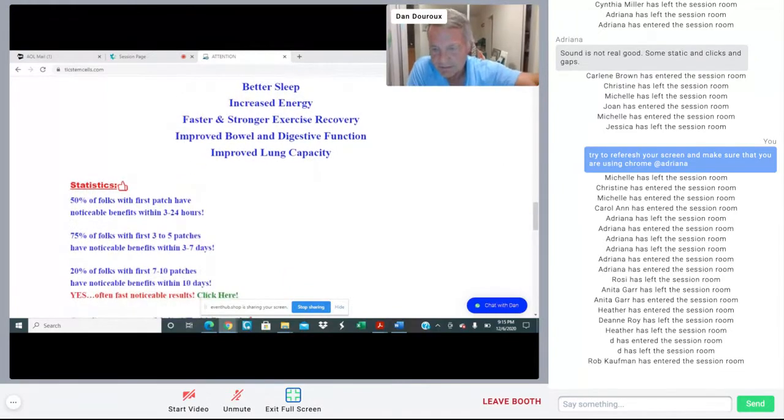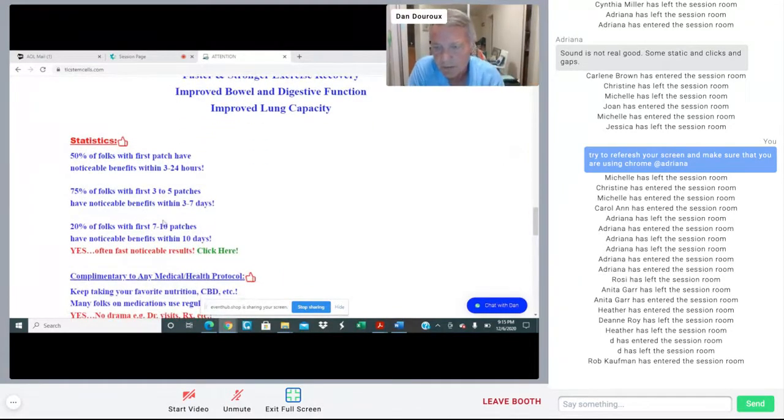Here's some statistics, and I'm not going to read them all, but I'm just going to say about 50% of the time, or the vast majority of the time, someone who takes just one patch, anywhere from 3 to 24 hours, can feel the difference. I've never had anybody take more than 5 patches maximum who has not felt something significant. Okay? And it's very rare that it goes much beyond 5, but these are the statistics.